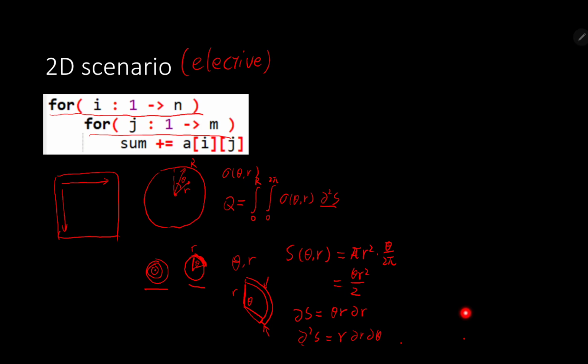Therefore, we can insert this one. Okay, we can insert this one. So after inserting this one, we know that charge is equal to the integral from 0 to r, the integral from 0 to 2 pi, sigma theta r times partial r times partial theta. So this is another mathematical question. So I will leave you here. And that's all for our Tomology. Thank you for listening.